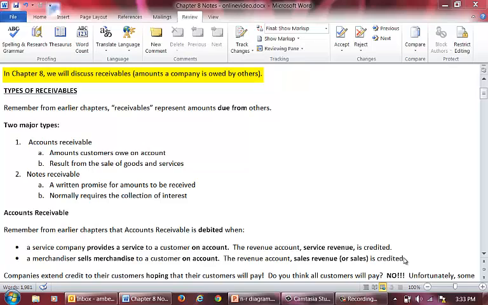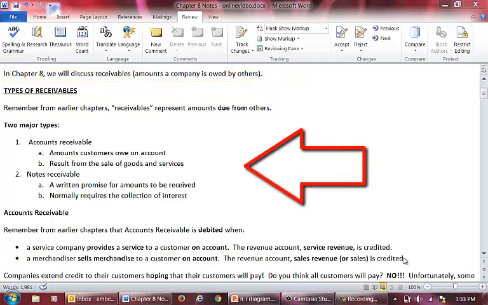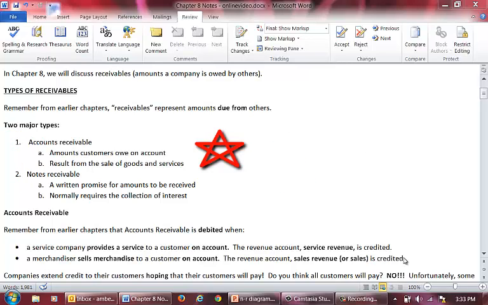In Chapter 8, we will learn about receivables, which, remember from earlier chapters, represent amounts due from others. There are two major types of receivables, accounts receivable and notes receivable. We will discuss accounts receivable in this and the next video, and we will discuss notes receivable in the third video. Accounts receivable are amounts due from customers.